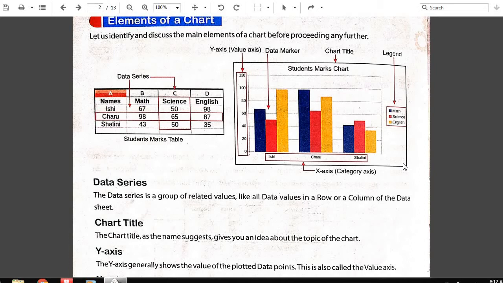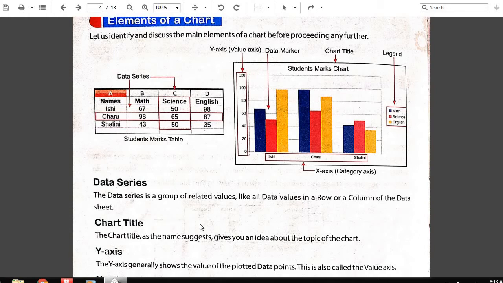The first thing is the data series. You can see here the data series, this box. Now a data series can be the marks of science of all the students, or it can be the marks of one student in different subjects. It can be this single row or it can be a column containing the data. In this sheet, it can be the marks of science of 3 students or the marks of Charu in all the 3 subjects. Both of these represent a data series.